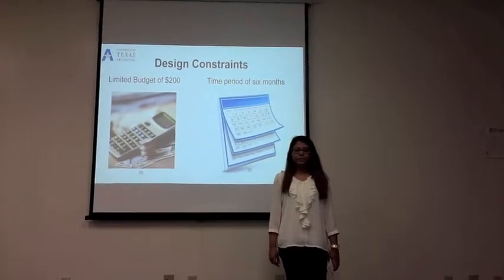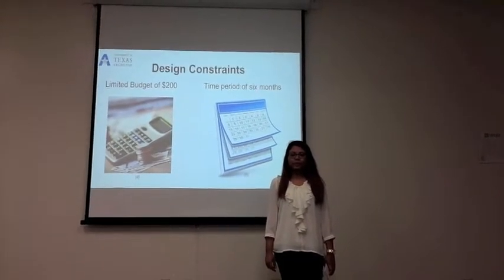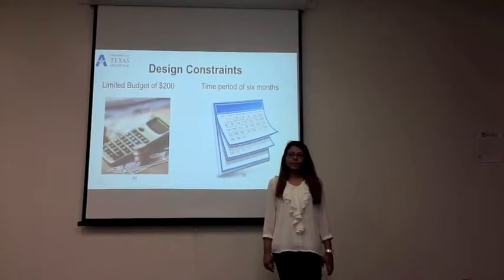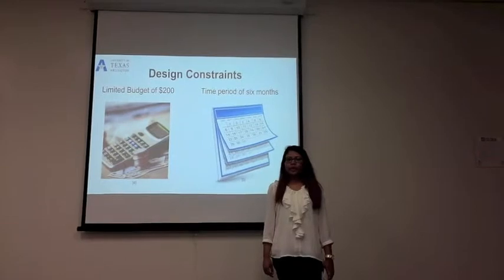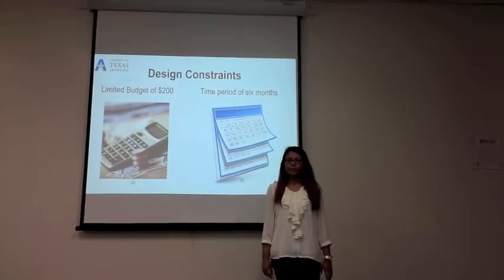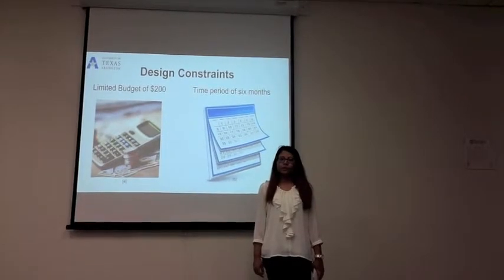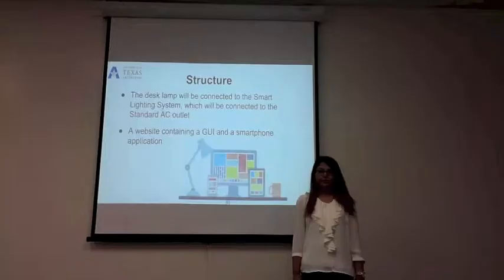Some design constraints of the smart lighting system include a limited budget of only $200 to buy all the necessary supplies, along with a time limit of only 6 months in order to complete the entire project. So these things will constrain the students from building the project.